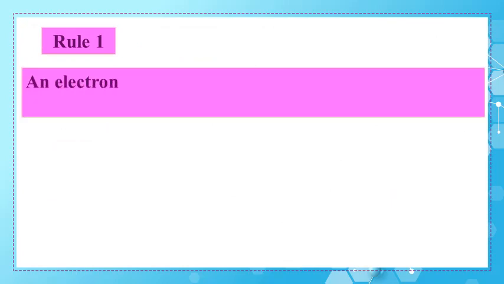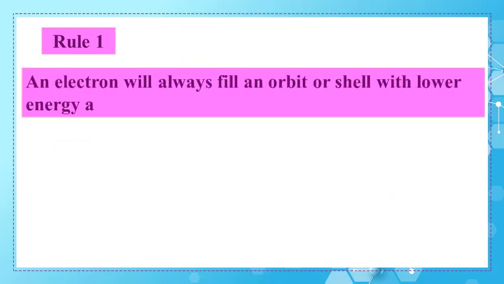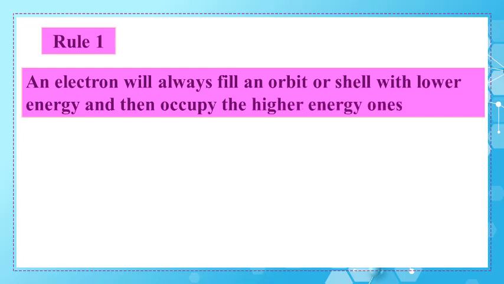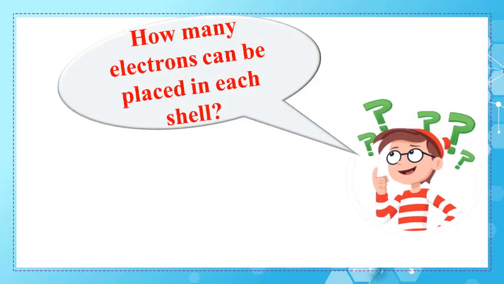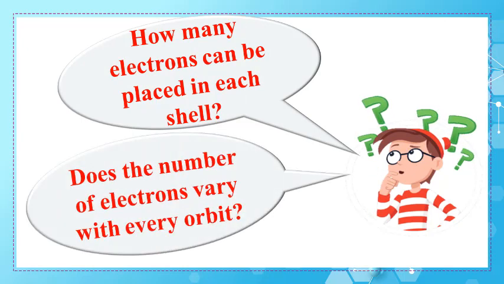Rule 1 says that an electron will always fill an orbit or shell with lower energy and then occupy the higher energy ones. Then electrons will fill the K shell, then L shell, then M, and finally N. Let's now identify the second rule. How many electrons can be placed in each shell? Does the number of electrons vary with an orbit?